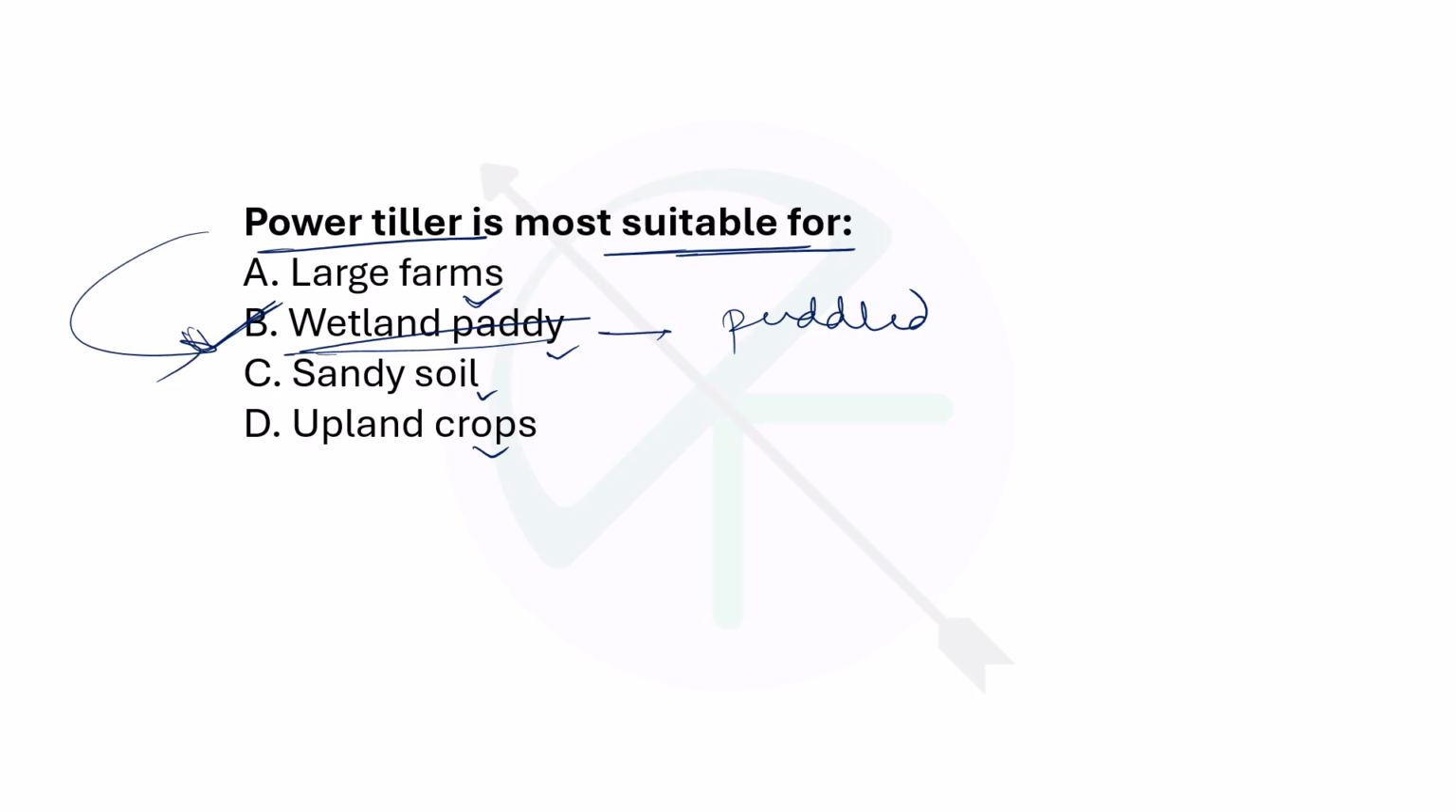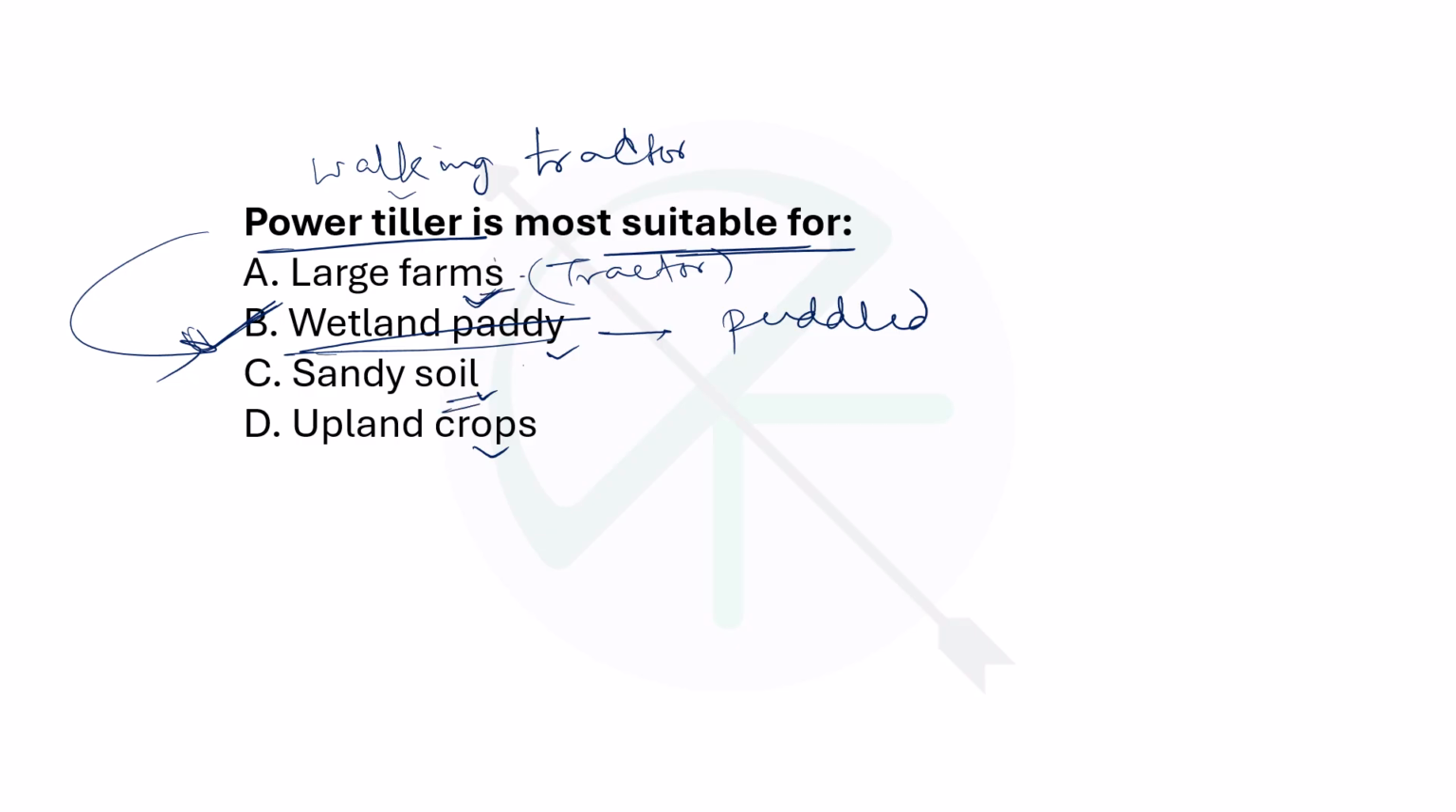And large farms, why would we use power tiller in large farms where a tractor can run? Then there is no need for power tiller, because power tiller enables you to reach even smaller areas, okay? So if people have fragmented lands, then they can use power tiller. It's basically a walking tractor, okay? So why would you use it on a large farm? There is no logic in it. So it's not suitable for large farms.